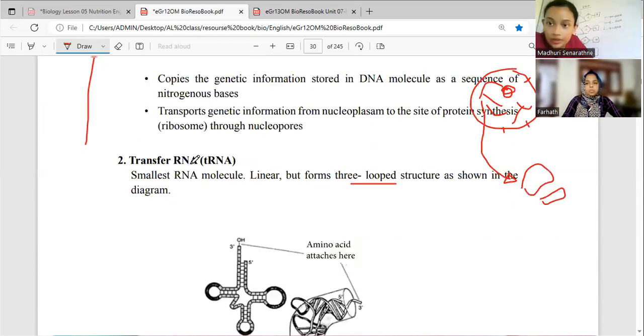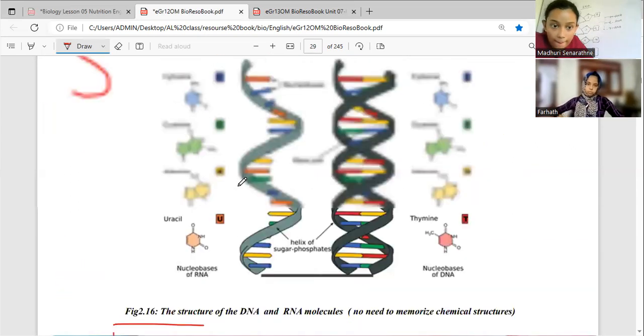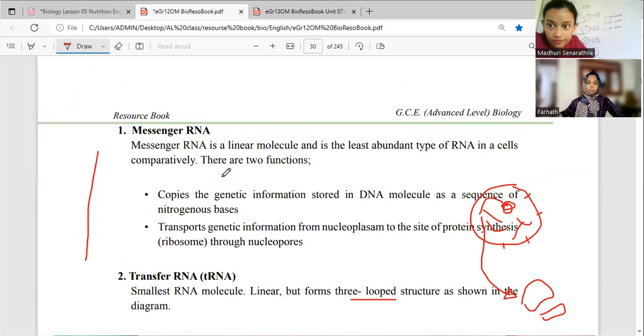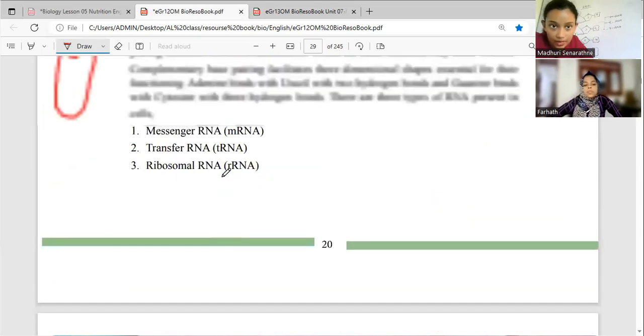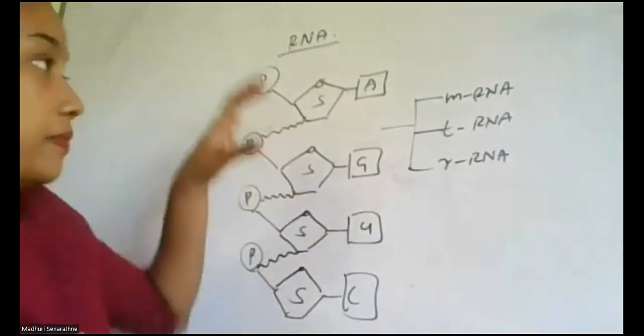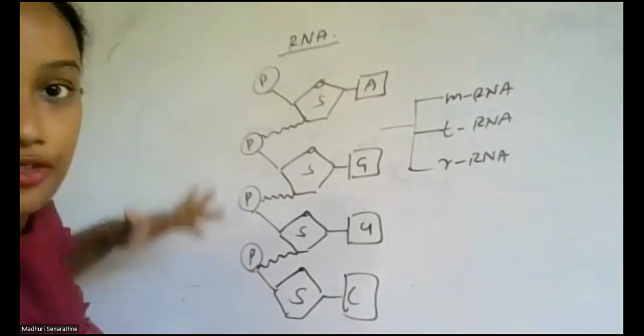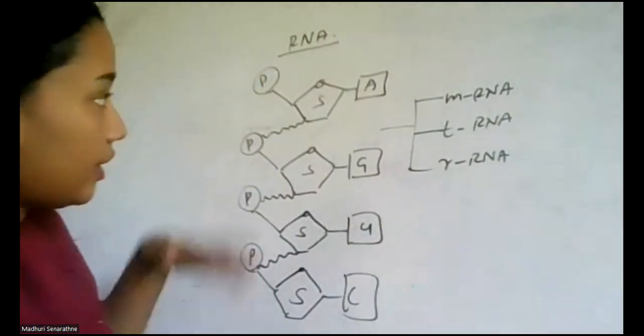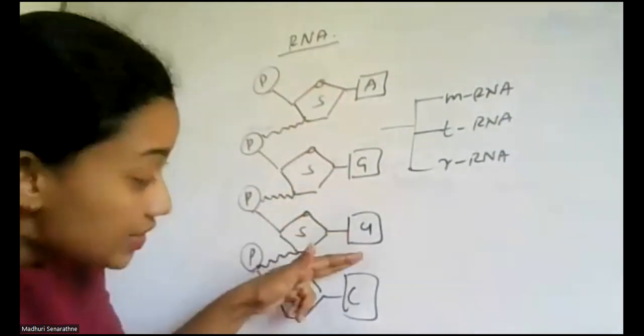Where we have stopped here, RNA. Yes, you can complete your note. Structure of RNA. Initially, draw this diagram. This is the structure of RNA. It is a single strand. The difference is adenine, guanine, uracil, cytosine.